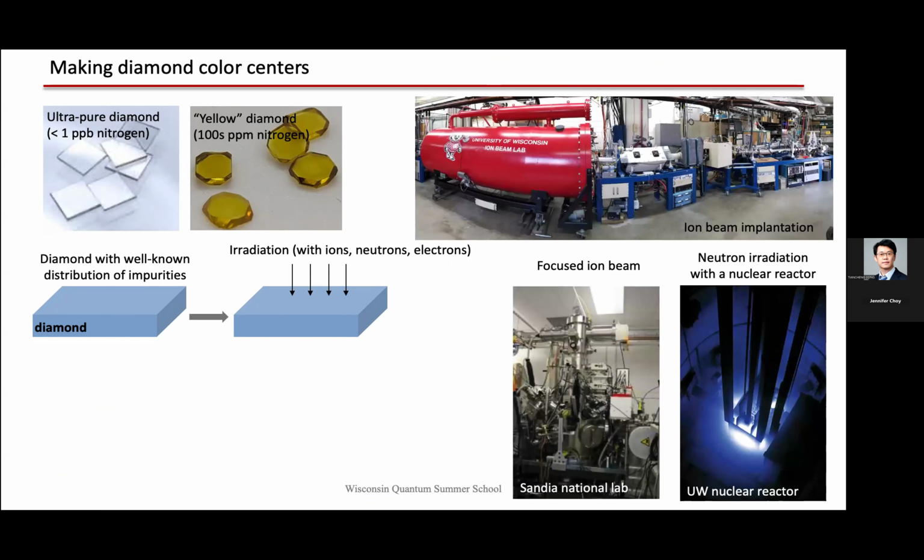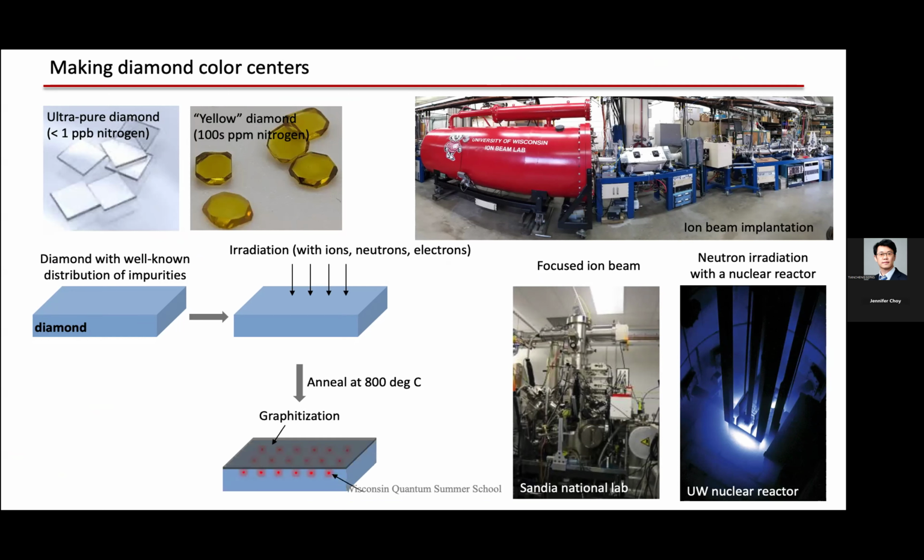Before I get there, I want to mention different ways of doing this irradiation. You can do it with an ion beam. You can do it with a focused ion beam. You can also do it whenever you have really energetic ions or subatomic particles. For example, UW-Madison has a nuclear reactor. This is basically the bottom of that nuclear reactor when it's operational. The glow that you see is Cherenkov radiation. What you have are really energetic neutrons at the bottom of this reactor, so you can stick your diamond in there too. That will also irradiate your diamond.